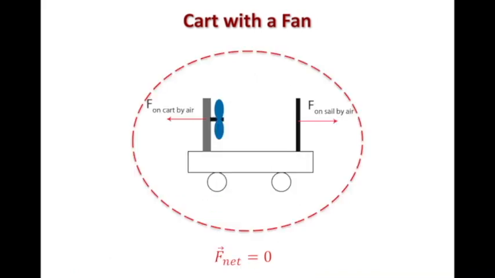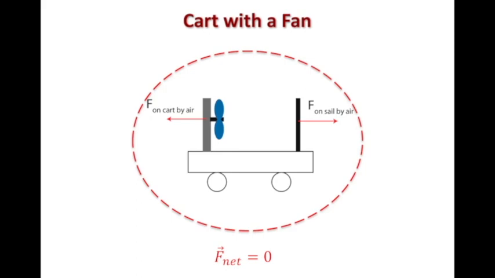Yeah, you're exactly right. If we put a sail there, the force on the sail by the air is going to be exactly equal and opposite the force, I guess that's F on sail, but the sail is attached to the cart, so it's also on the cart. These two are going to cancel each other out. We'll get nothing.